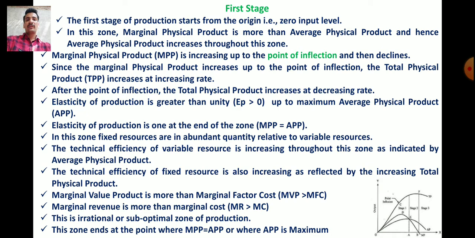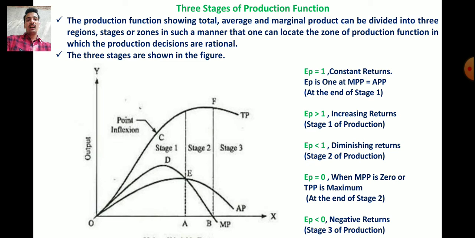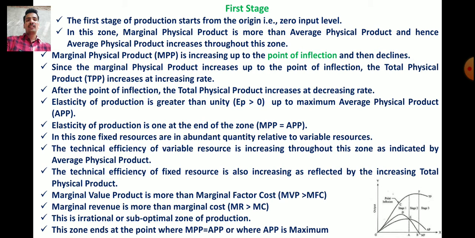So, marginal physical product is increasing up to the point of inflection, which is observed in stage 1. Keep in mind, up to that point marginal physical product is increasing, and then it declines. Since marginal physical product increases up to the point of inflection, the total physical product increases at an increasing rate. Then what happens after the point of inflection? The total physical product increases but at a decreasing rate.